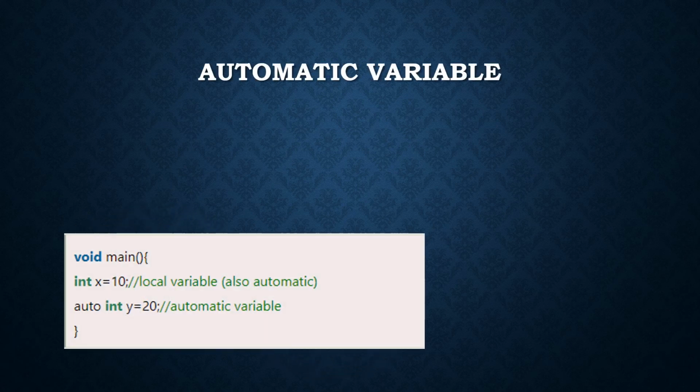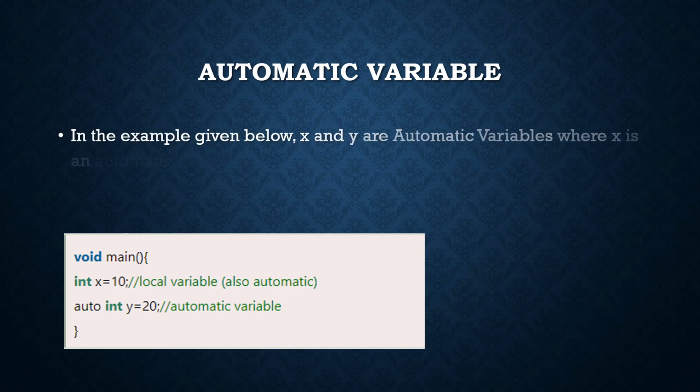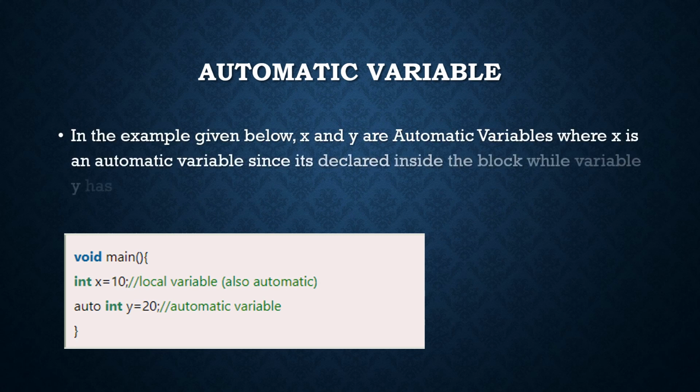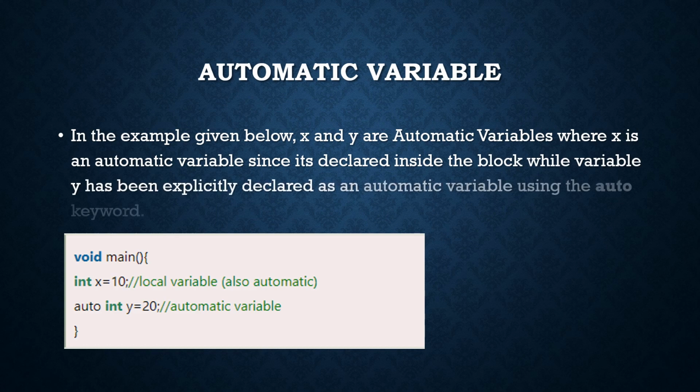Now, automatic variable. In the example given below, x and y are automatic variables, where x is an automatic variable since it's declared inside the block, while variable y has been explicitly declared as an automatic variable using the auto keyword.